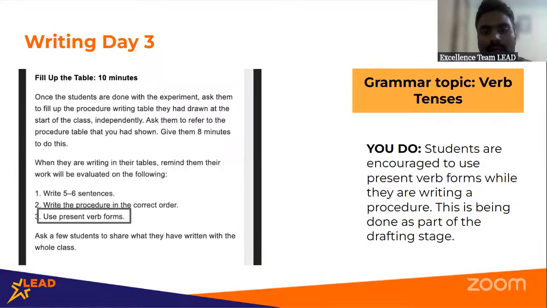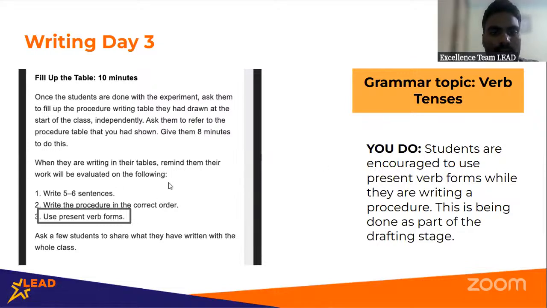Look at what they have given here: once the students are done with the experiment, ask them to fill up the procedure writing table they had drawn at the start of the class independently. Ask them to refer to the procedure table you have shown. Give them 8 minutes. Up to here, what they have done is completed drawing that table. The ideation is all done. Now they are into the writing stage, so when they are writing in their tables, remind them their work will be evaluated on the following.